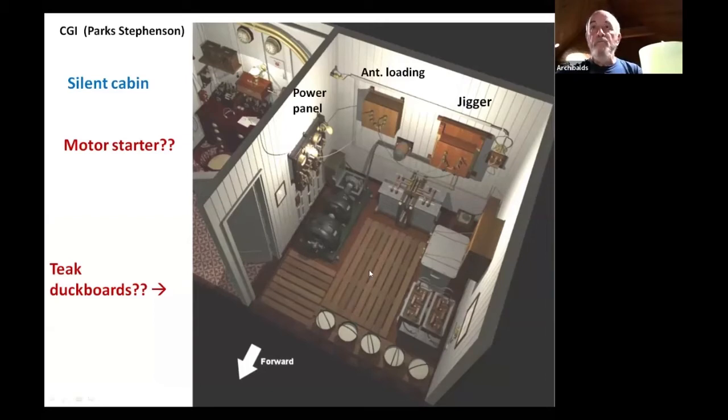They knew there were duckboards from descriptions. And this was probably to keep your feet off the metal floor. I don't know if it would help much if you got across that 14 kilovolts, but also it's almost certainly teak, because teak is the one wood that doesn't get slippery when it's got salt water on it. And these would be just buckets of sand. If there was a short circuit here somewhere, you wouldn't want to throw water on it.